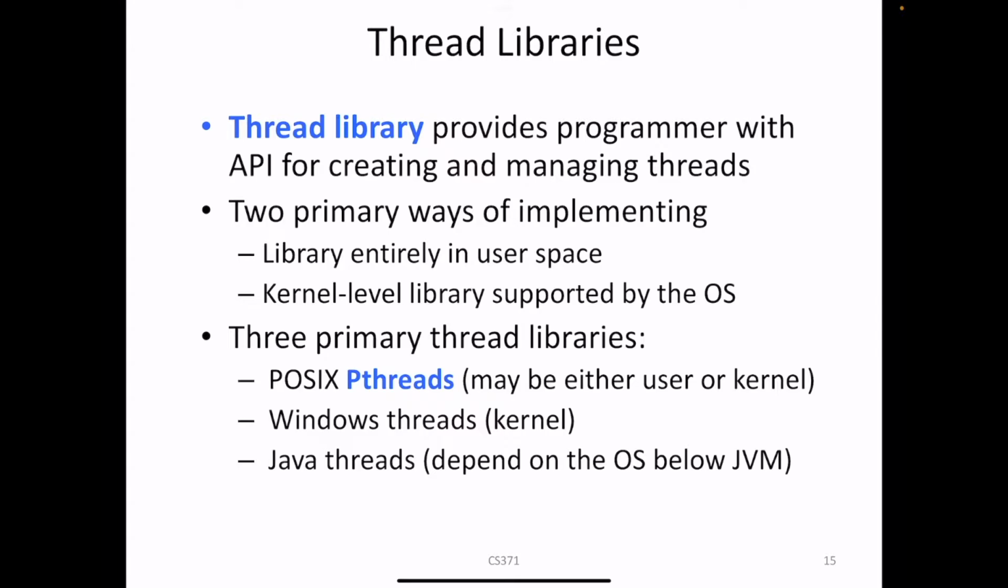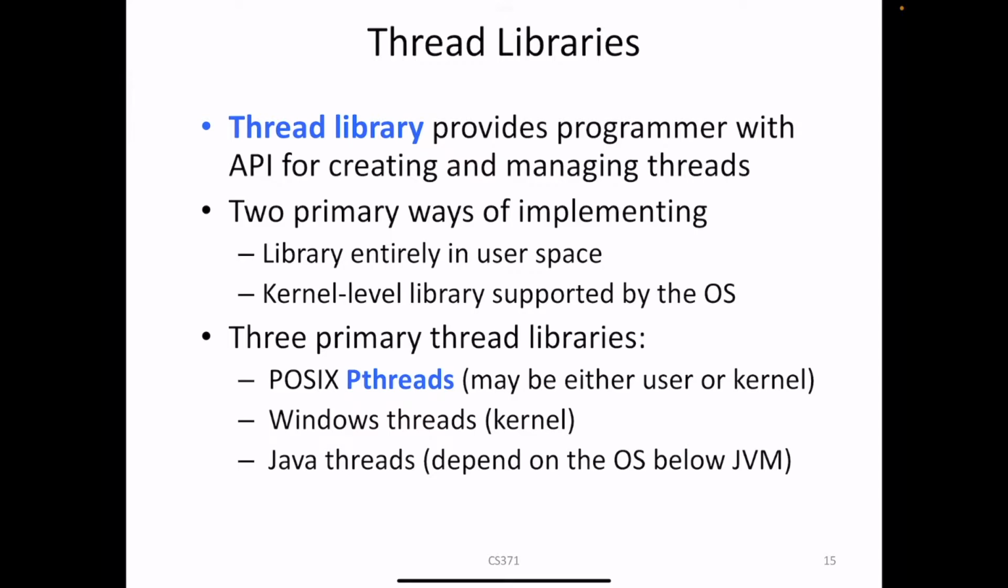On the other hand, the other way is that the library is implemented at kernel level, which is supported by the operating system. So here, the one-to-one mapping may be used so that the kernel is aware of those threads and provides better concurrency or even parallelism with multiple cores or CPUs.